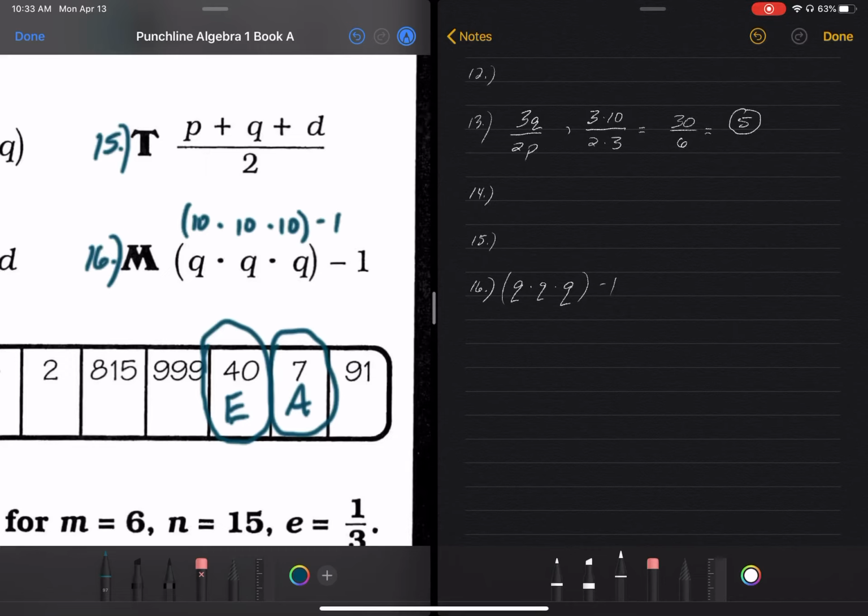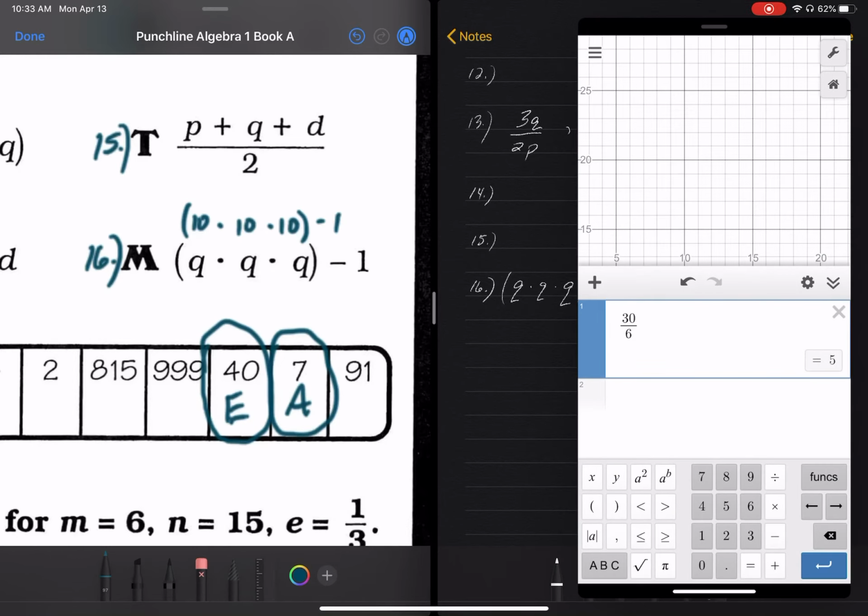So back over here. 10 times 10 times 10, then subtract 1. 10 times 10 is 100, times 10 is 1,000. So we have 1,000 minus 1. 1,000 minus 1 would be 999. If you can't get it, 1,000 minus 1 equals. Oh, not equals. Don't push equals if you're using Desmos. 999. So 999.